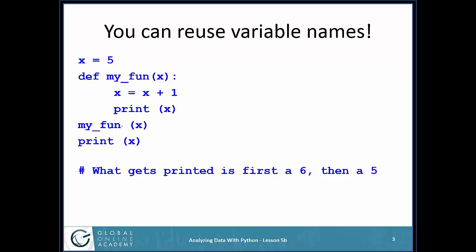If I do myFun x, that's going to take my value 5, pass it in here, associate it with the letter x that's only defined inside this scope, add 1 to it, so this copy of x now has a value of 6. I print it out, I get the number 6. So I'm done with that statement. If I now say print x, what gets printed out is a 5. I get a 6 first, then a 5. Now why did that happen?